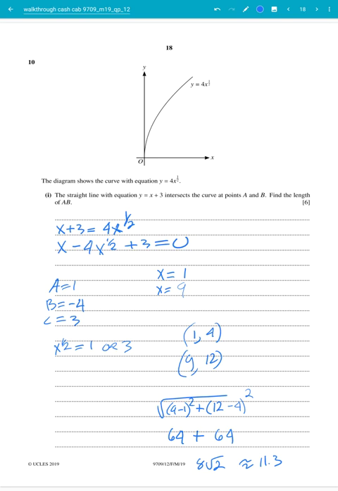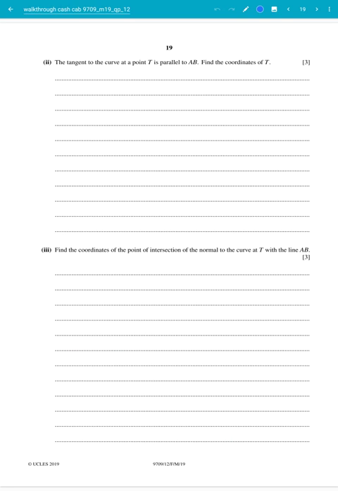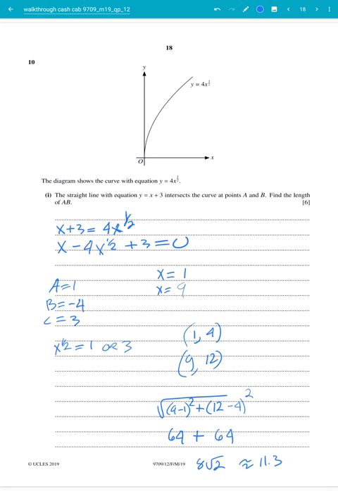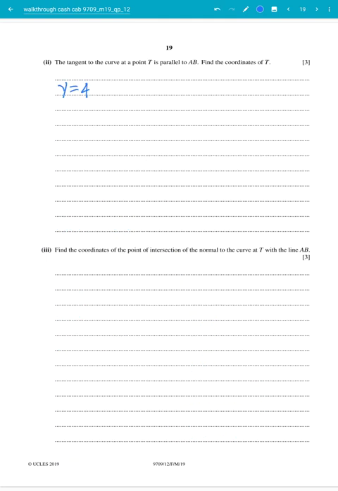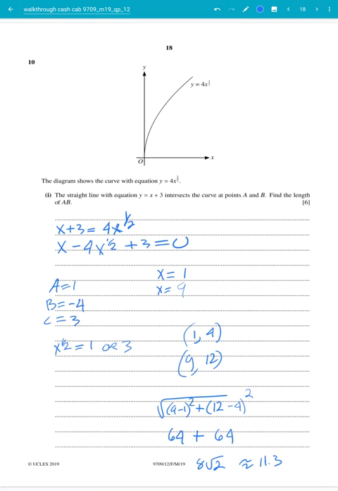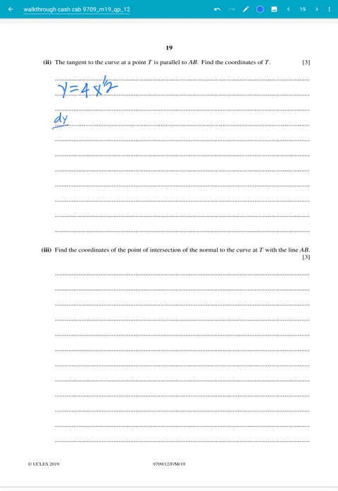So that's that one. Let's see what else we got. So the tangent to the curve at point T is parallel to AB. So we have to take our original function, which is y equals 4x to the 1/2, and parallel to line AB. So the slope of line AB is 1. Looking at the equation, dy/dx is 4 times 1/2 x to the negative 1/2. So 2 over the square root of x, and we're setting that equal to 1. So the square root of x is equal to 2, so x is equal to 4. So it's 4, comma, plug it back in, is 2, so that's 8.